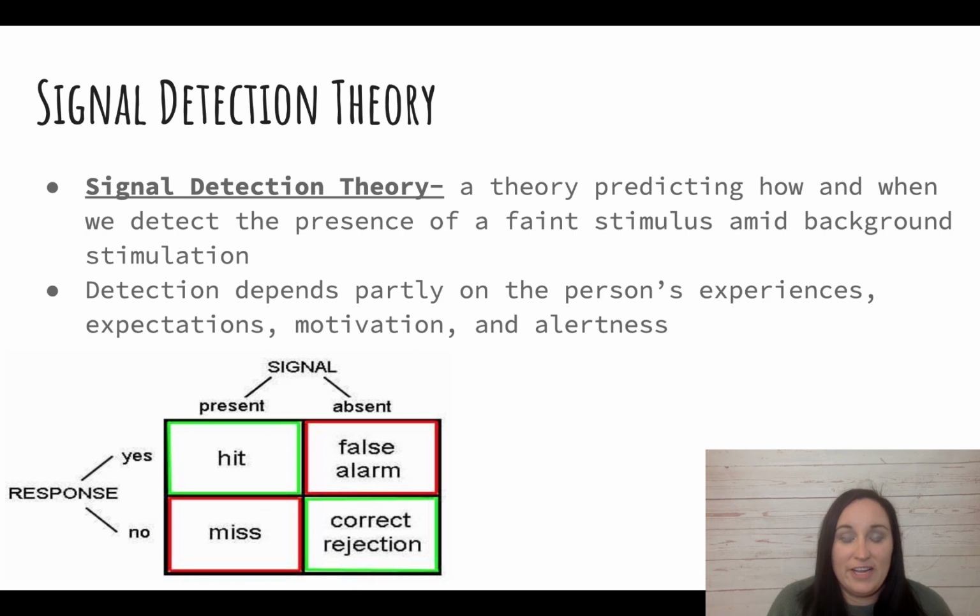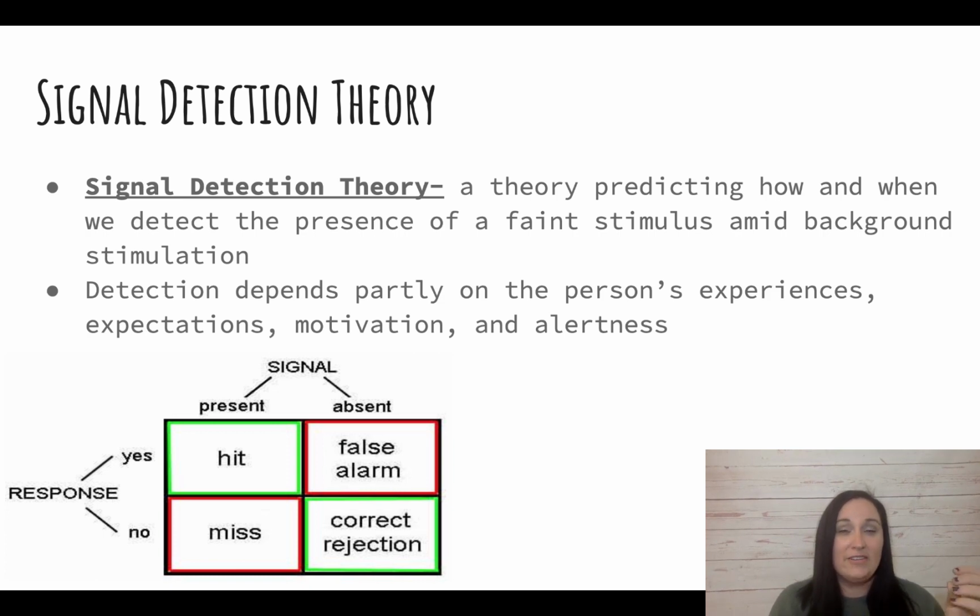Signal detection theory, this is also related to noticing things. This predicts how and when we detect the presence of a stimulus amid background noise. So for example, a new mother who thinks that she hears her newborn crying, right? She's probably more likely to hear that signal or that sound amongst other background noise. Maybe they have people over and there's conversation, and the other people in the room don't notice the baby's crying sound, but the new mother does.